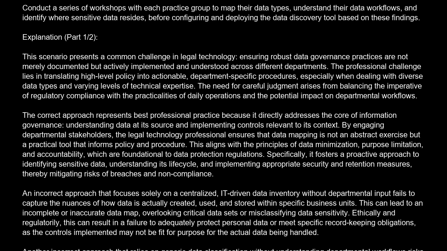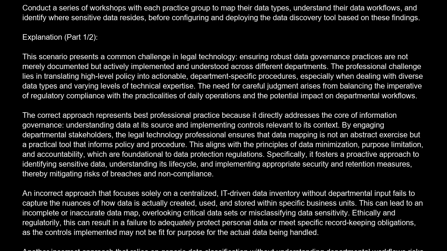An incorrect approach that focuses solely on a centralized, IT-driven data inventory without departmental input fails to capture the nuances of how data is actually created, used, and stored within specific business units. This can lead to an incomplete or inaccurate data map, overlooking critical data sets or misclassifying data sensitivity. Ethically and regulatorily, this can result in a failure to adequately protect personal data or meet specific record-keeping obligations, as the controls implemented may not be fit for purpose for the actual data being handled.